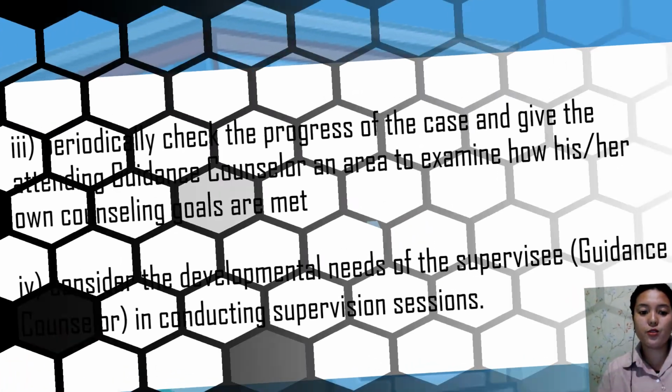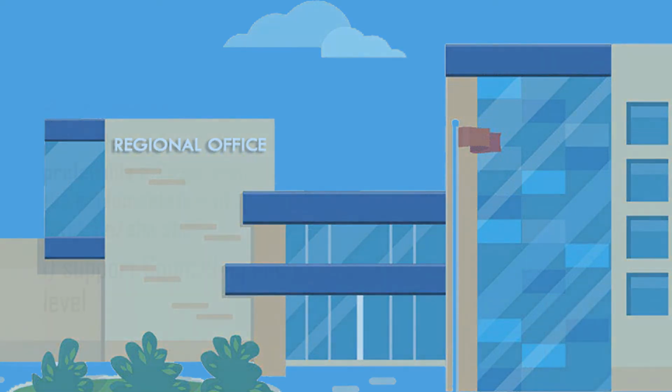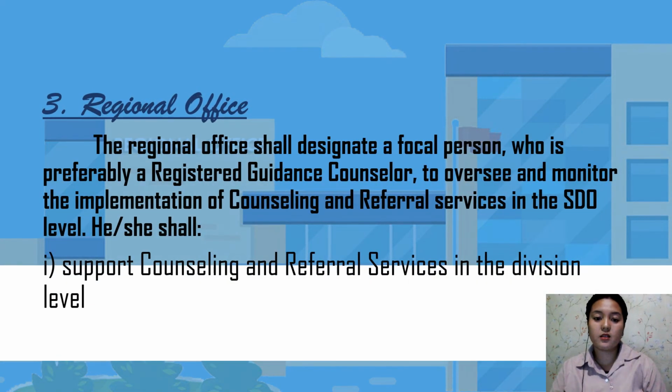The third one is the Regional Office. The regional office shall designate a focal person, who is preferably a registered guidance counselor, to oversee and monitor the implementation of counseling and referral services in the SDO level.